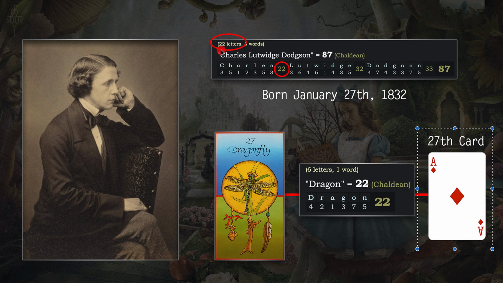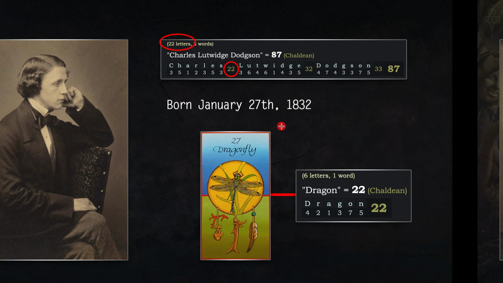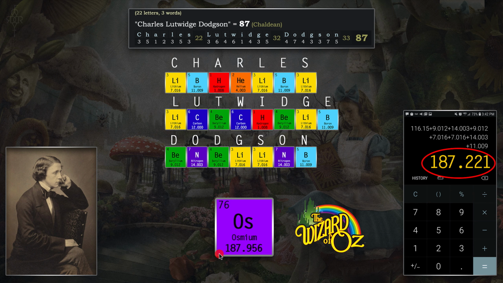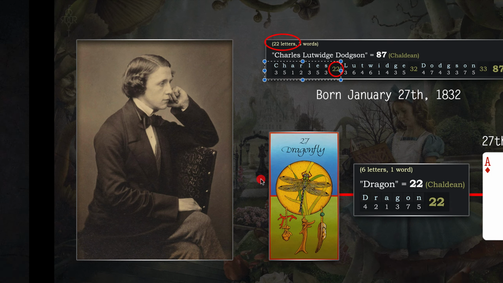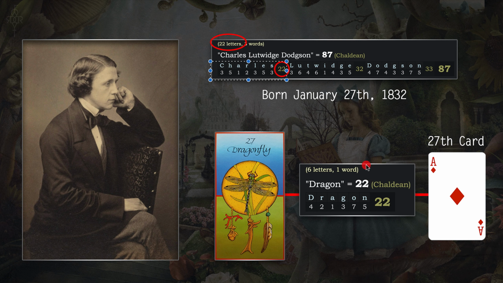is tied to how many letters he has in his name and the first name numerology of Charles, going back to his alchemology of the Wizard of Oz. The Wizard of Oz. The Dragonfly. The 27. Being born on the 27th. Do you see how this would be impossible for man to sit there?